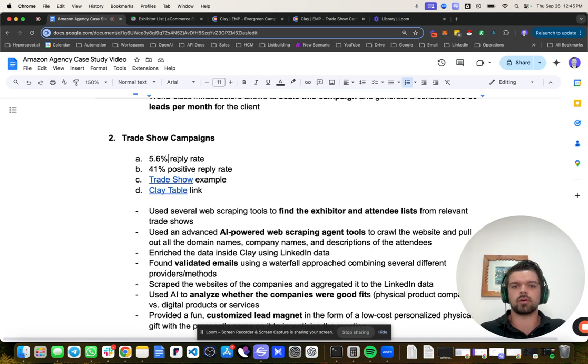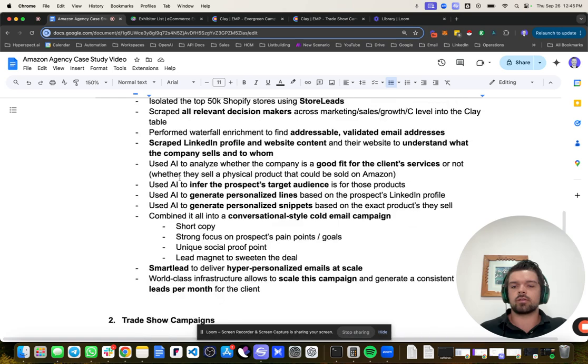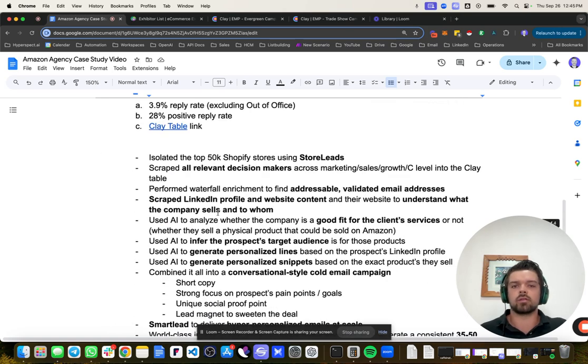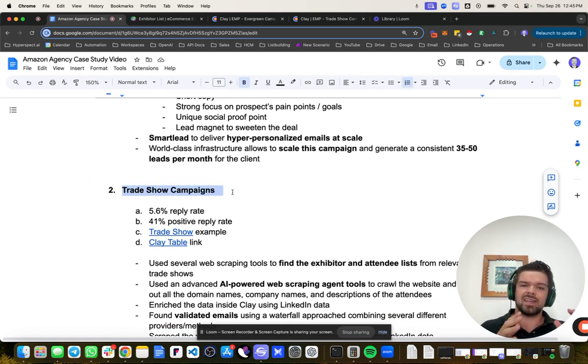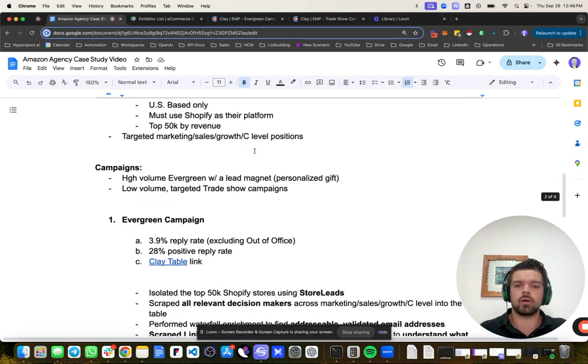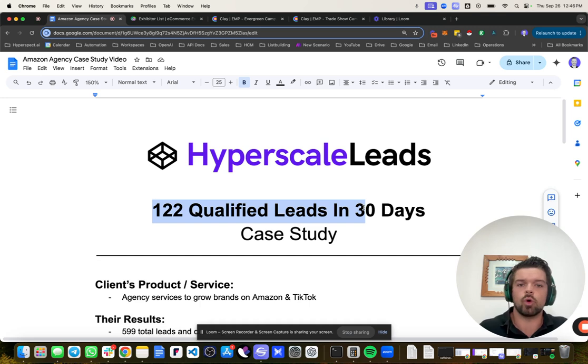So 5.6% reply rate, 41% positive reply rate. And the combination of these, high volume campaigns, bread and butter, evergreen, with these smaller volume, intent-based or trigger-based in some cases, trade show campaigns really contributed to this outstanding result, which is 122 qualified leads in 30 days, which was more than enough to keep their sales team busy.